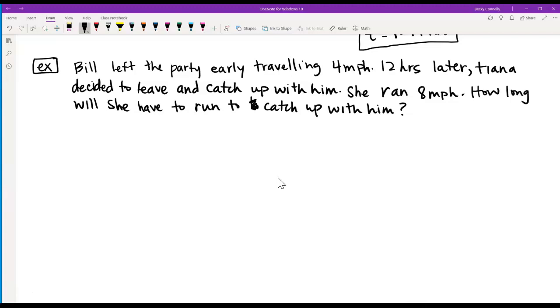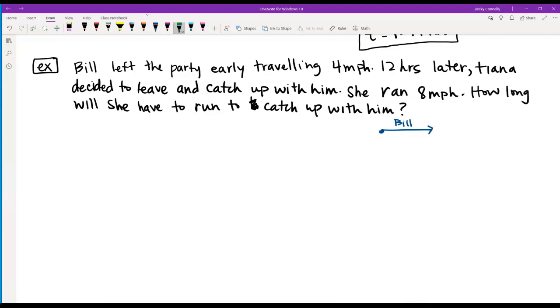So she left 12 hours later, but she's going faster. Anyway, I feel like some of these questions are just kind of weird in what they're doing, and I wanted to do one that was actually on there. But let's think about what's happening here. Let's go ahead and draw this down. So they were here and they left the party. So Bill left.